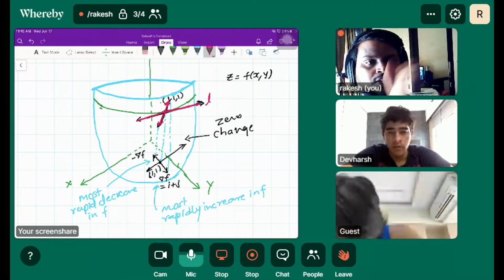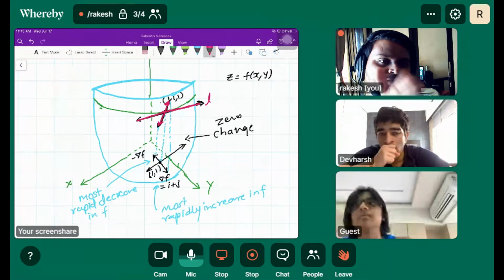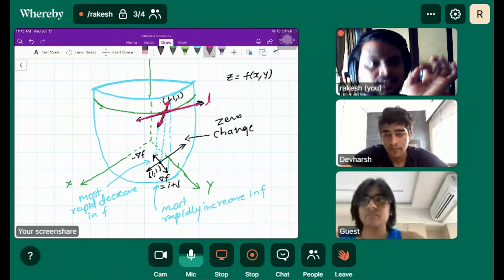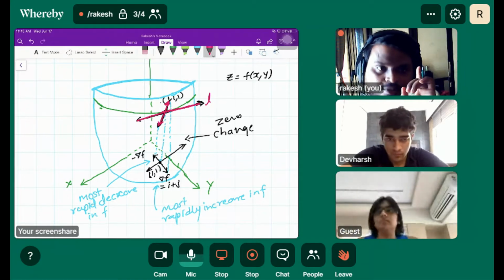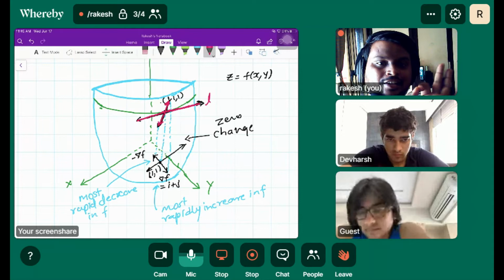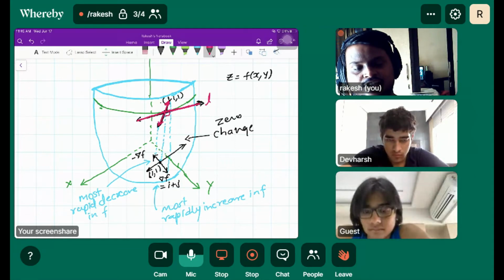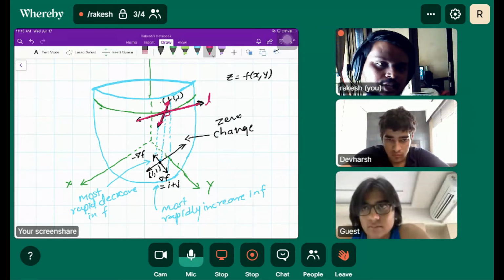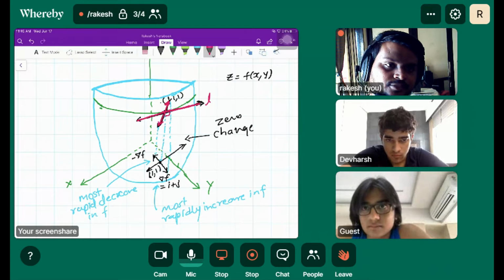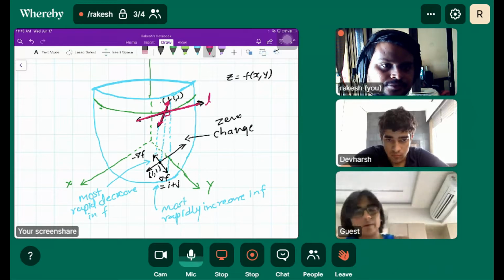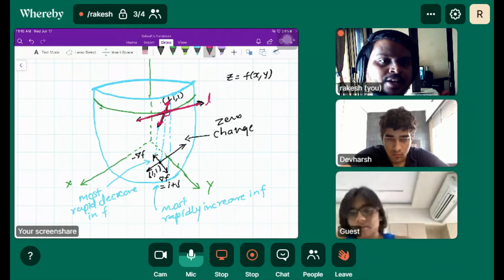So the other line is basically your del f. Understand properly, it is basically your del f, which is perpendicular to the tangent line to the curve. That is the whole idea. And then how can we represent it?